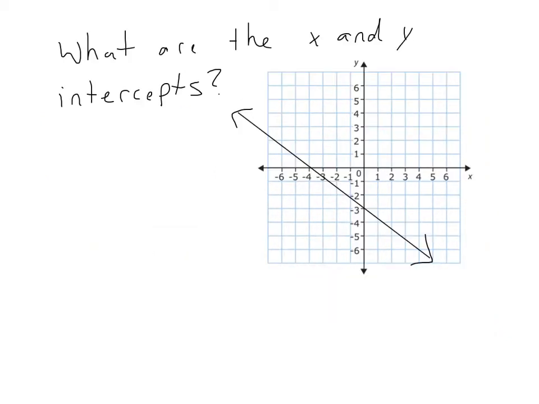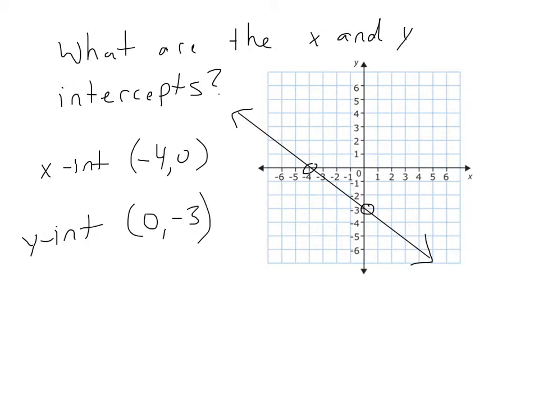All right, so try this one real quickly. What are the x and y intercepts? Well, the x-intercept certainly looks like it's there at -4, so I'd say the x-intercept is at -4, or you could say -4, 0. And the y-intercept, well, it's right there at -3, or you could say it's the point 0, -3.